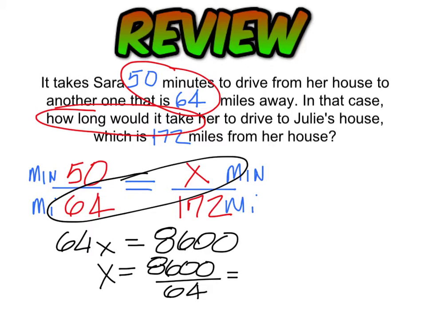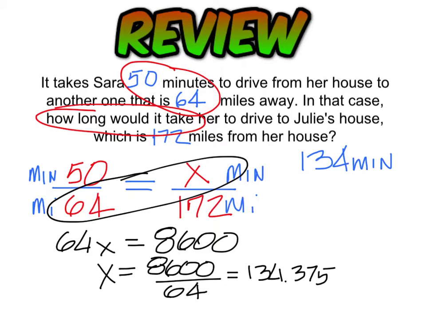And that comes out to be 134.375. Now that's how long it would take, but we're not going to mess with a decimal, so we have to round that. If I round 134.375 to the nearest minute, then what is it? 134 is right. 134 minutes, and let's convert that to hours and minutes.